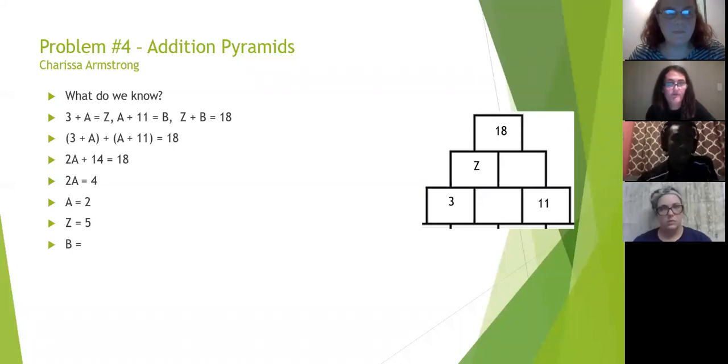We can factor that out: 3 plus A and A plus 11. That's 2 A's there, and 3 plus 11 equals 14. So 18 minus 14 equals 4. 2A equals 4. Divide it by 2. A equals 2.